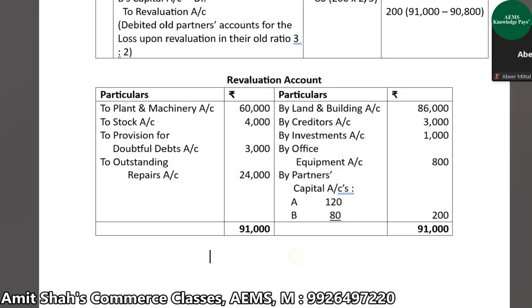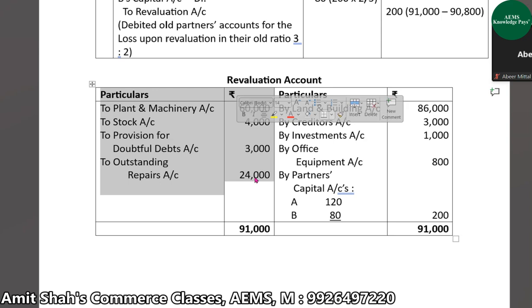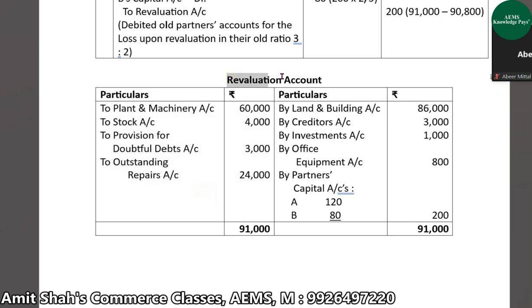Now about revaluation account. Revaluation account, guys, is a nominal account. It is as good as trading account or P&L account. In fact, the other name of revaluation account is profit and loss adjustment account. So what do we do in trading and P&L account? We write on the credit side all the profits or incomes, and here we write all the expenses and losses. In revaluation account, you have to write on the credit side only profits or gains, and on the debit side, all the losses.